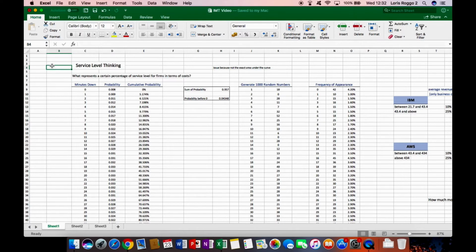But what are we going to explain today? Today, we'll focus on thinking how two different service models and their agreement can influence cost and revenues, and for this, we'll compare Amazon Web Services and IBM Cloud. But Loris Rogo, how does this work?